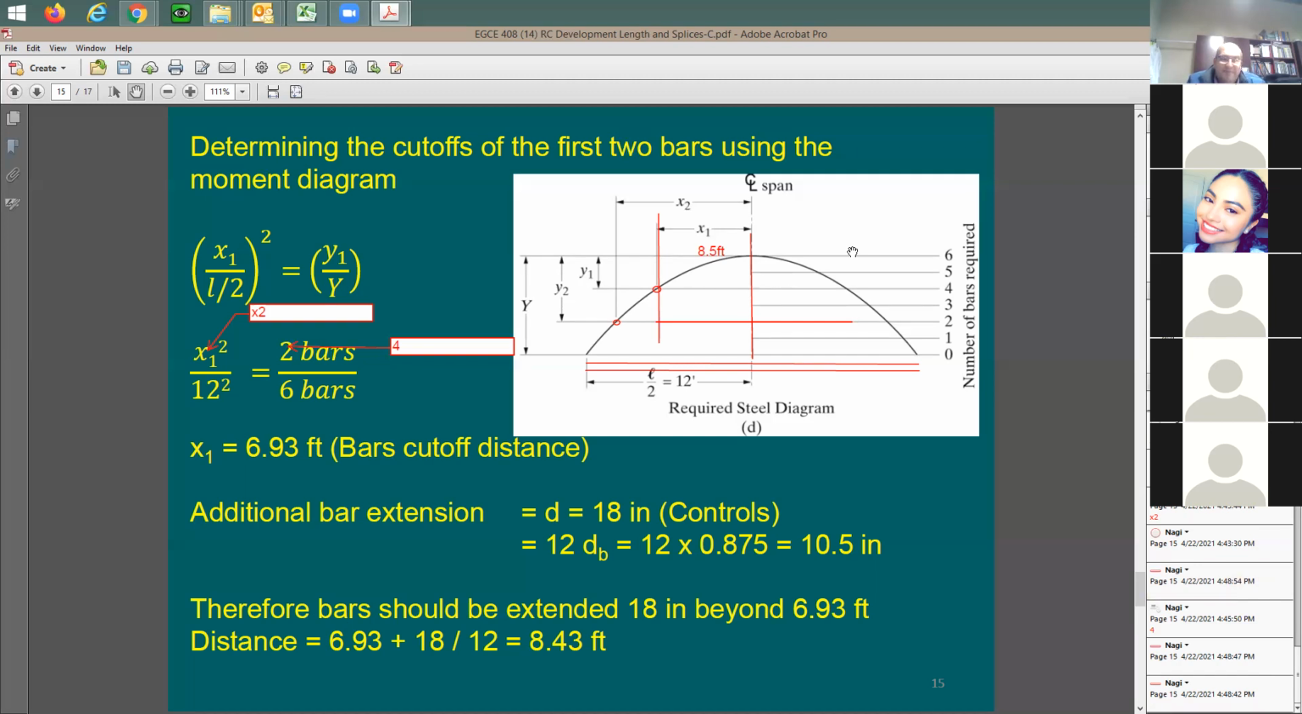Any questions? You're good? Not seeing how you get the X1 to be 2 bars over 6 bars. I don't really see it on the picture. Okay. How you get... No problem. No problem. All right.